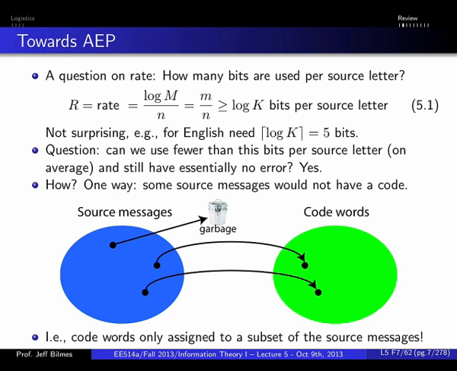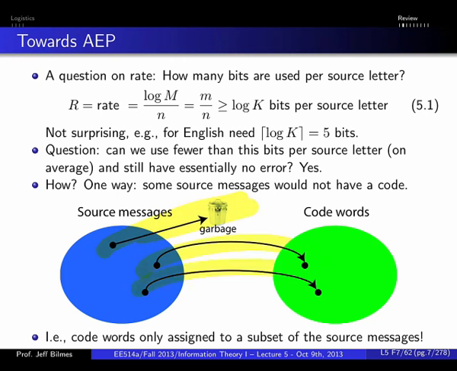But in general, source messages, and in particular source letters, are not uniformly distributed. If you take, for example, the characters of the English language, the character E is much more frequent than the character Q. So it's clearly not a uniform distribution over English characters, and therefore we should be able to do better than log k bits, which is in this case 5. One way we can do this is to throw away those very, very unlikely source messages.